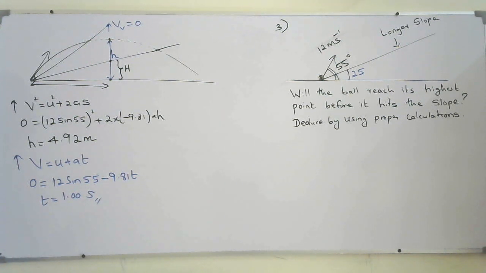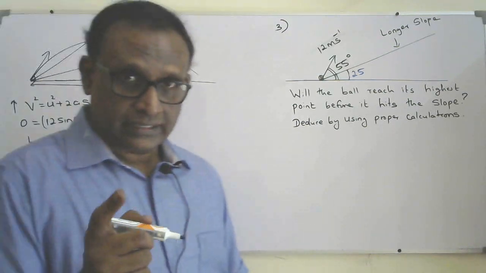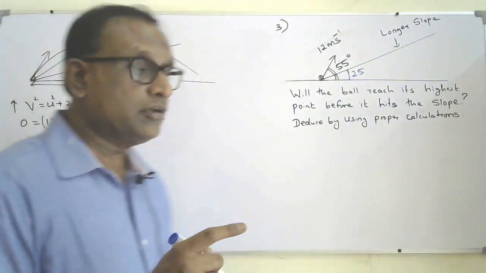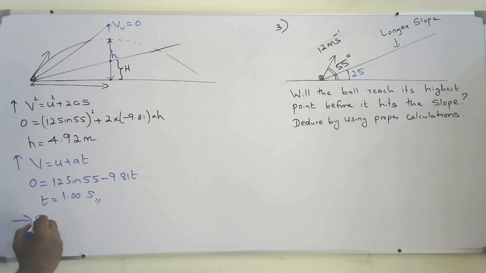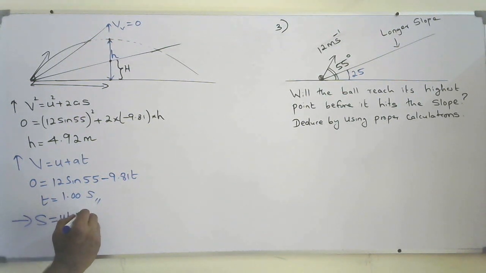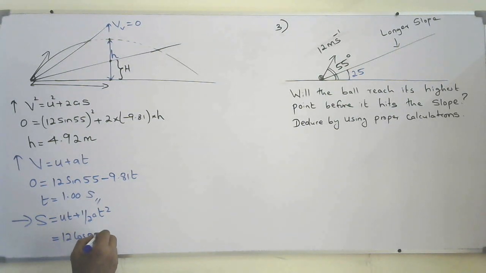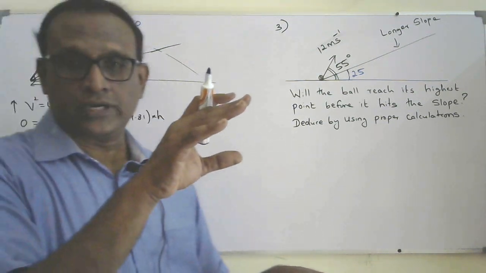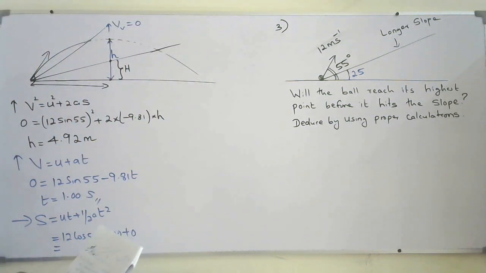Now I'm finding its horizontal displacement when the ball is at its highest point. What could its horizontal displacement be? s equals ut plus half at squared horizontally. That will be 12 cos 55 times 1.00. Horizontally there is no acceleration. So if it reaches its highest point, its horizontal displacement will be equal to 6.88 meters.